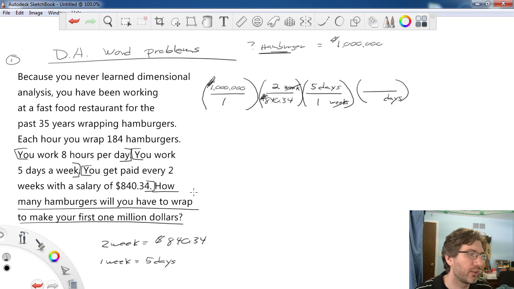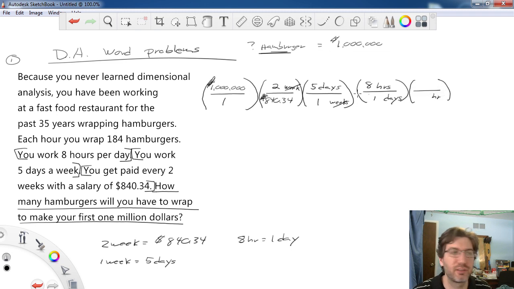8 hours per day, that is 8 hours equals 1 day. So 8 hours per day. So I know 1 day is 8 hours. Hours is still not hamburgers, so I am going to change that and get this to hours.